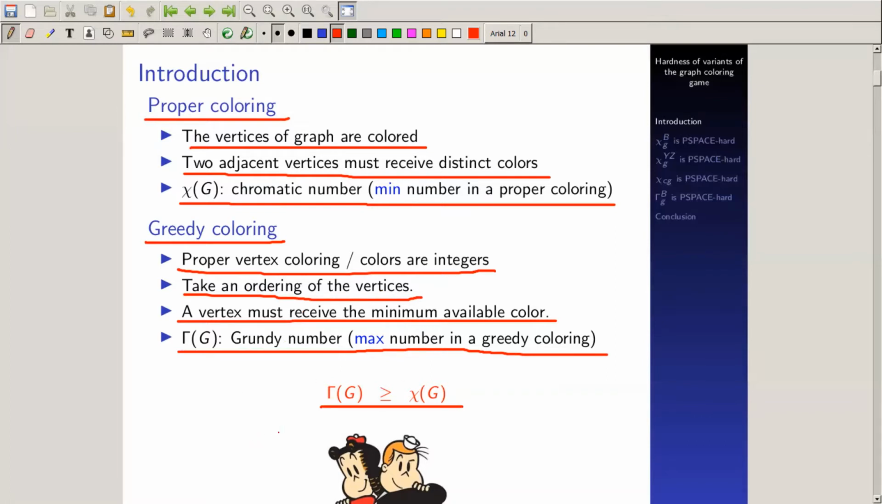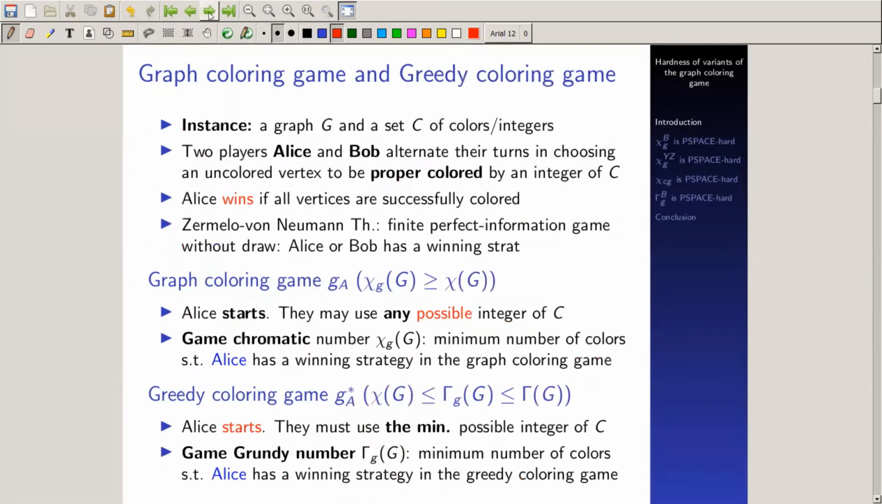We can imagine that we have two players, Alice and Bob. Alice wants to minimize the number of colors. Bob wants to maximize the number of colors. If Alice plays alone, she gets kappa of G colors. If Bob plays alone and the coloring must be greedy, he gets gamma of G colors. In the graph coloring game, Alice and Bob alternate turns, given a graph G and a set C of integers representing the colors. Alice wins if all vertices are successfully colored. Otherwise, Bob wins the game.